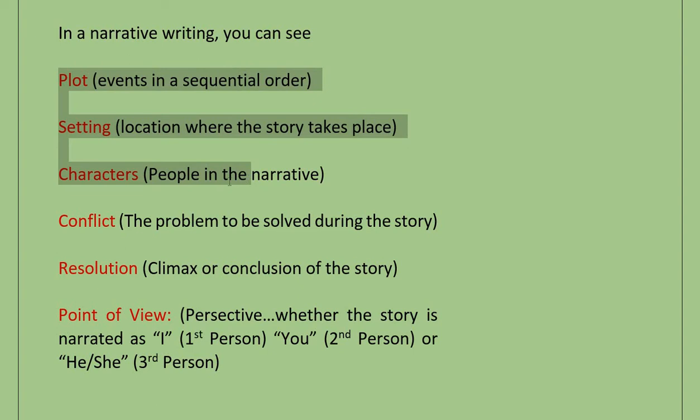Characters, people in the narrative, the hero, the villain, and many other characters. All these are people in the narrative. Then conflict. Conflict is the problem to be solved during the story. There is an issue, there is a problem to be solved within the story. It is called conflict. Then resolution.